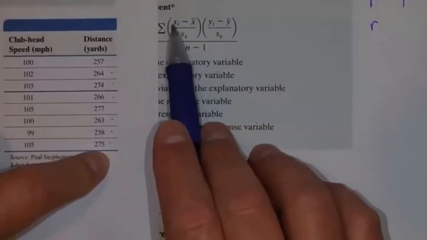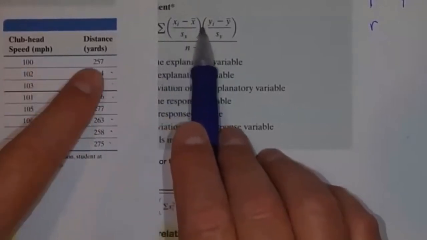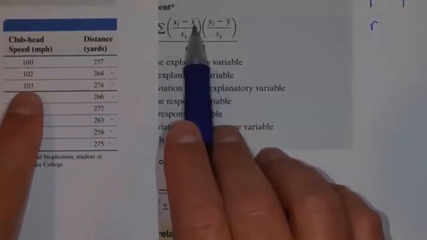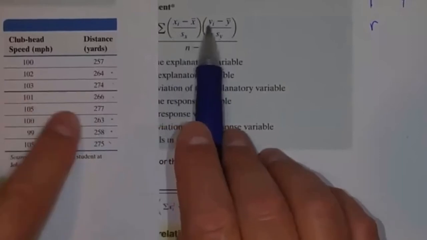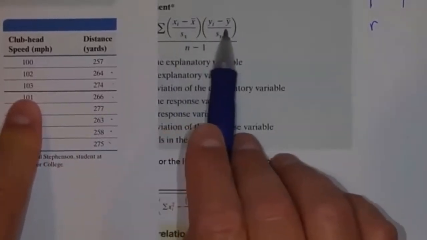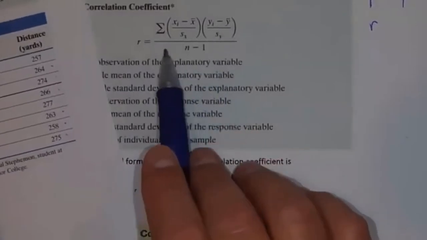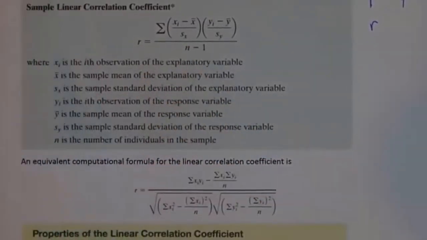And so again, I'm going to do that for each point. So when I use 100 for x, I use 257 for y. When I use 102 for x, I use 264 for y, and so on. I'm going to multiply those two things together, add them all up, and divide by n minus 1. That gives me the calculation for this correlation coefficient.